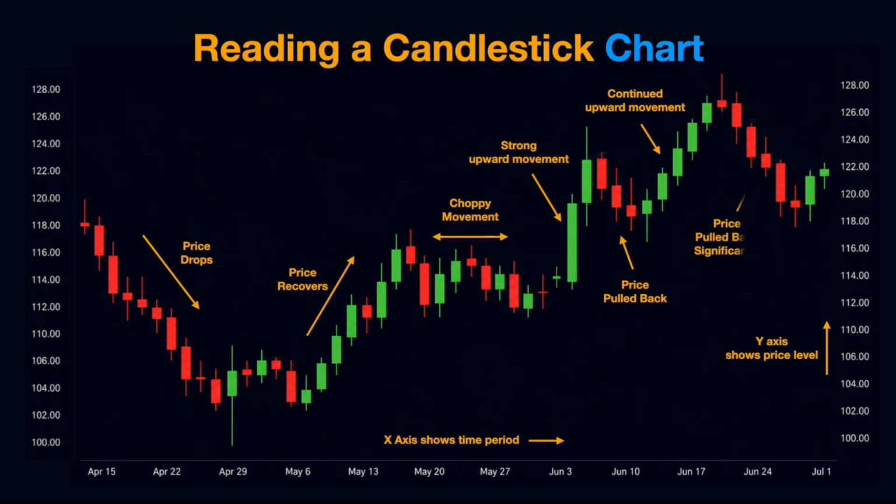Then we see several red candles, showing that the price begins to pull back from that higher level. Near the end of the chart, the price starts to recover again, moving back toward the 121 to 122 area. There are often short-term drops, pauses, and reversals along the way.